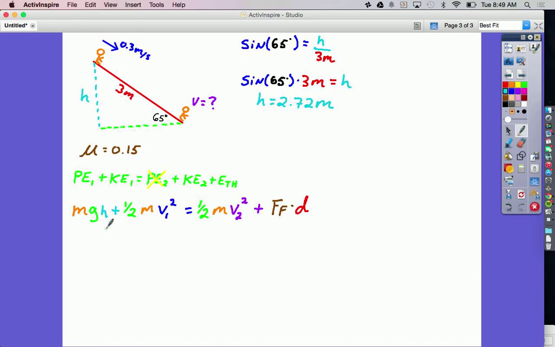You might also find that, wait, I don't know what the force of friction is. We have the coefficient of friction, but we don't have the actual force of friction. So how is it that we would find that? I'm just going to show you where that comes from first before I start plugging it in to any equations down here.